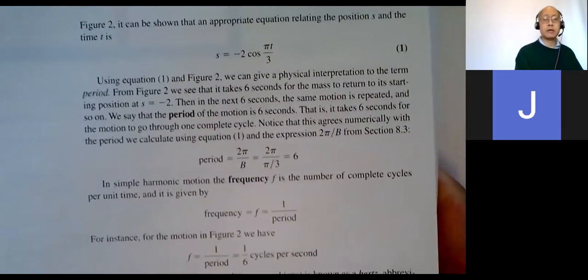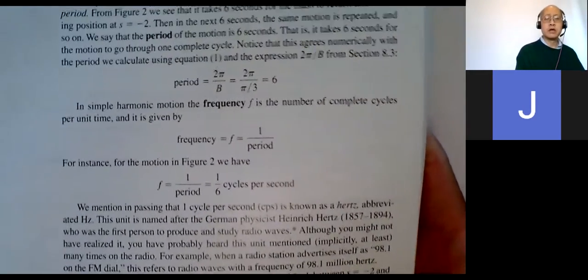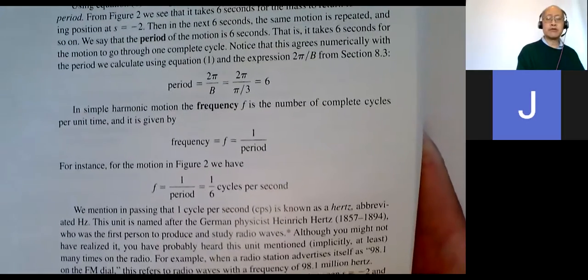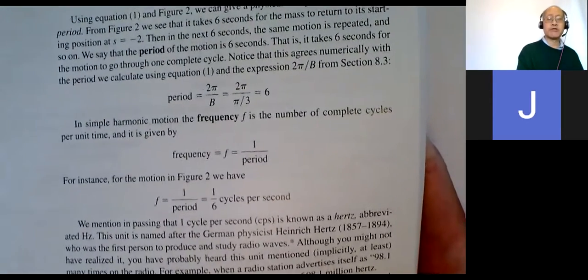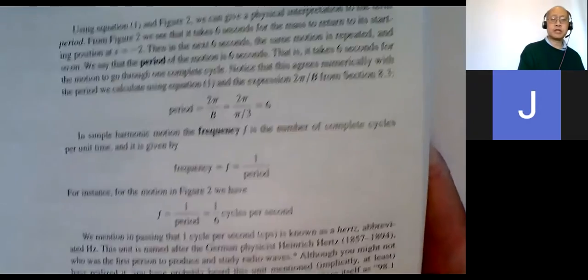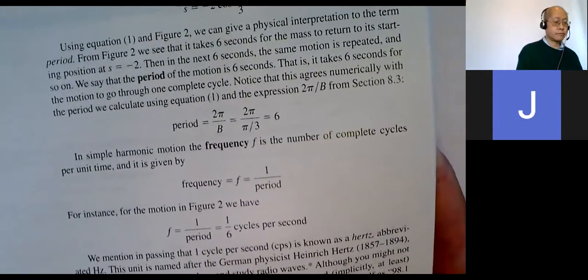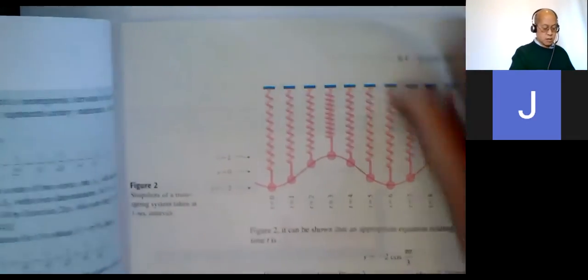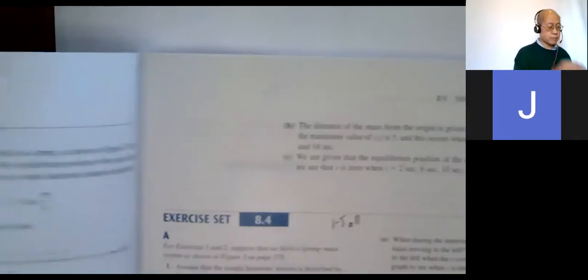We've had terminology like the period, and there's the formula 2 pi over b. One new word is something called the frequency. Frequency is just a reciprocal of the period, 1 divided by the period. It's how many cycles you have per unit time. So frequency is just a reciprocal of the period, cycles per second. They have amplitude, as you can see there also. We've already talked about amplitude before.